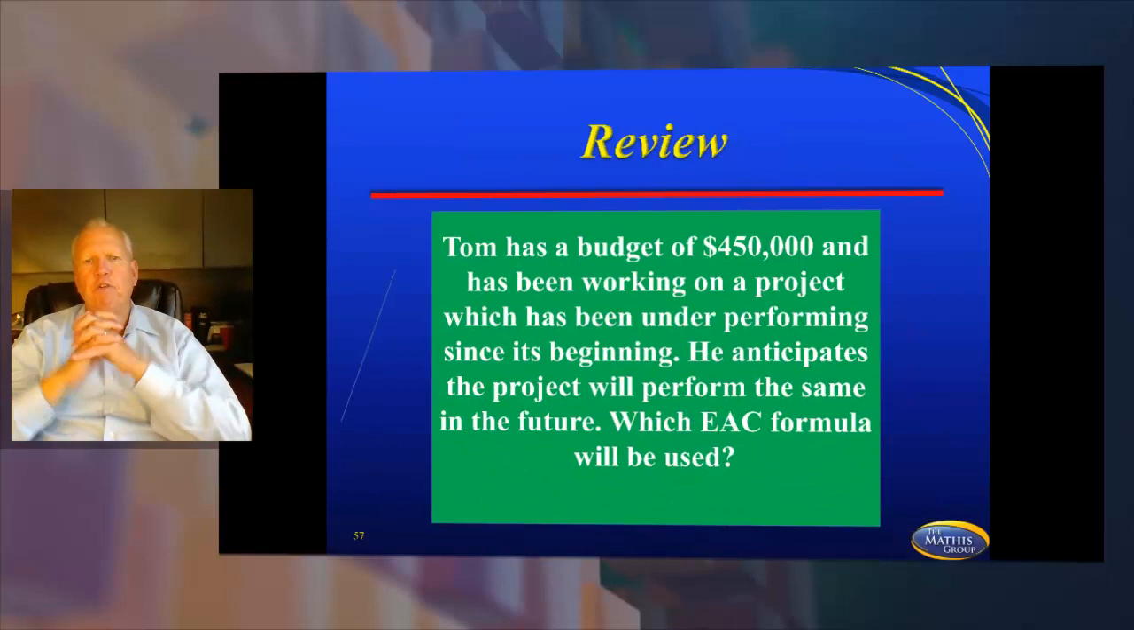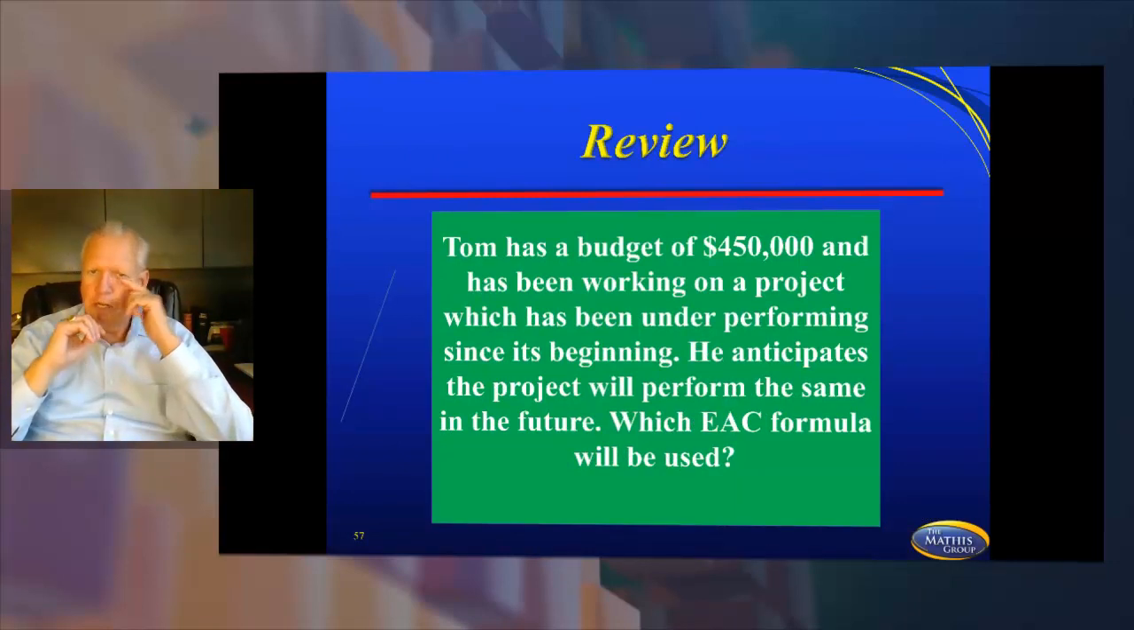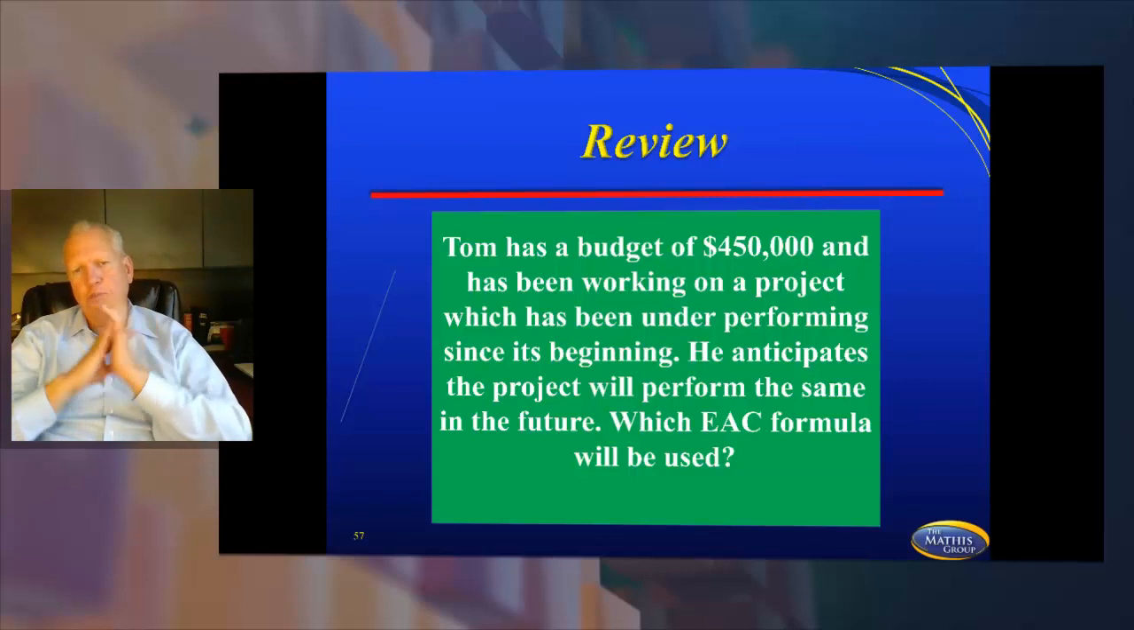All right, let's look at some review. Tom has a budget of $450,000 and has been working on a project which has been underperforming since its beginning. He anticipates the project will perform the same in the future. Which EAC formula will be used?